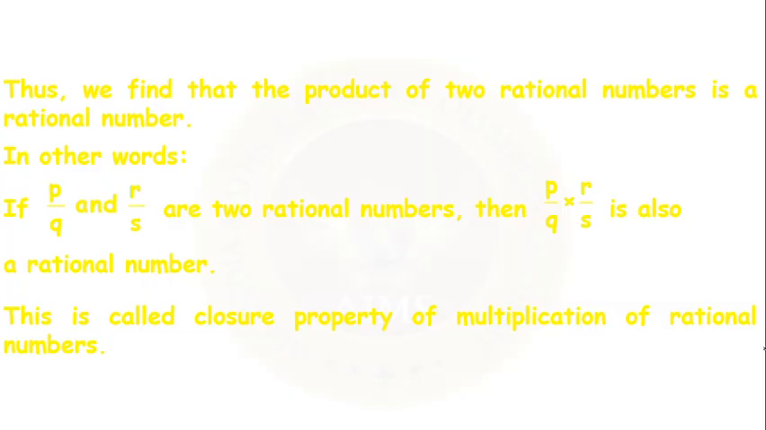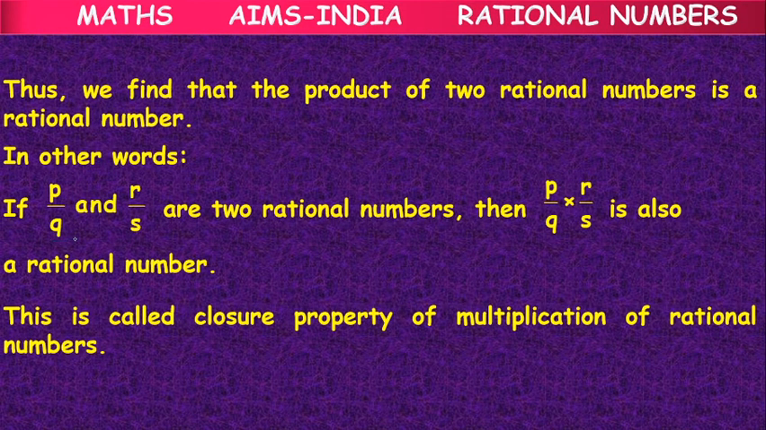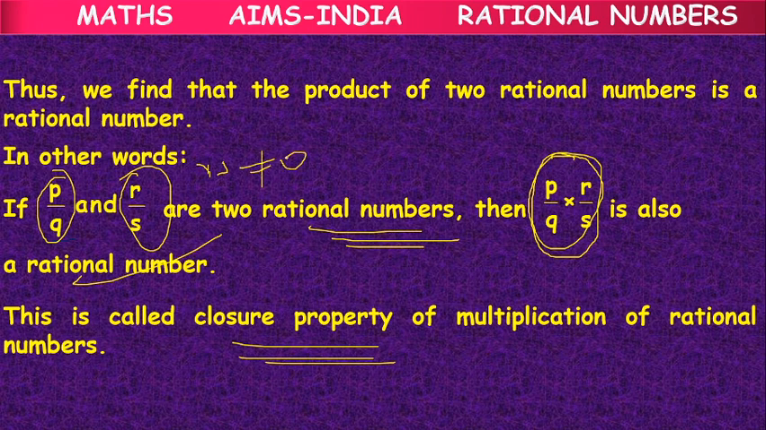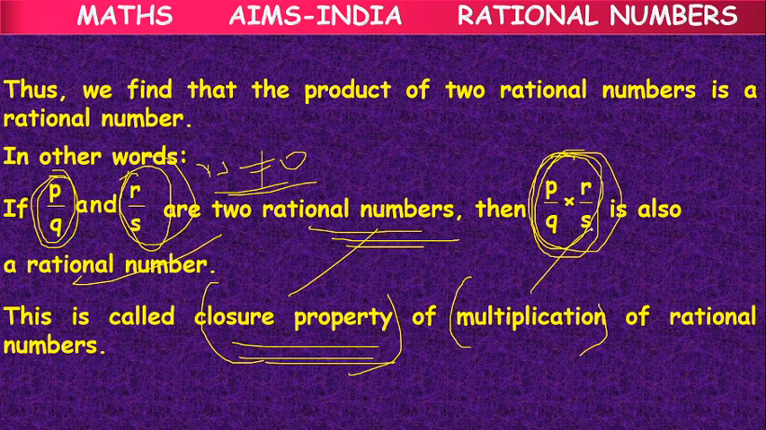So what we have observed here children, if P by Q and R by S are two rational numbers, then P by Q into R by S is also a rational number. This is called closure property. But here a condition applies where R and S are not equal to 0, because the denominator should never be equal to 0. If these are two rational numbers, then their product is also a rational number. Okay, this is called the closure property of multiplication of rational numbers.